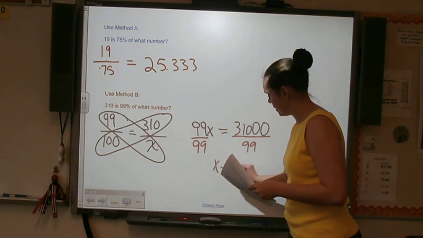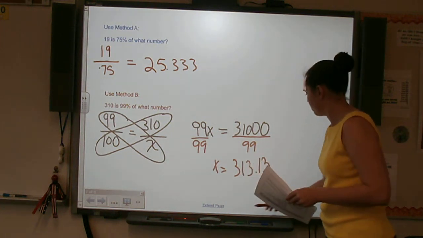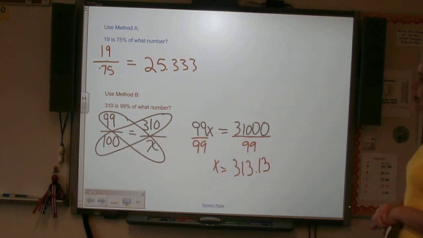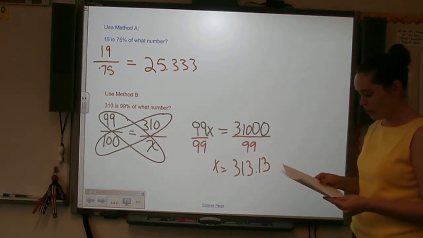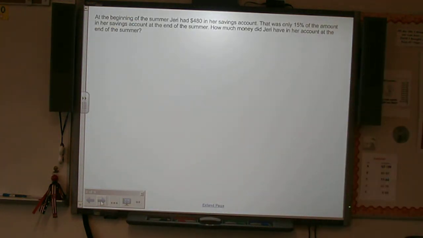And x is equal to 313.13. Okay? So 310 is 99% of 313.13. Okay? At the beginning of the summer, Jerry had $480 in her savings account. That was only 15% of the amount in her savings account at the end of the summer. How much money did Jerry have in her account at the end of the summer?